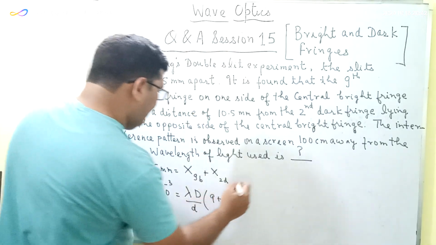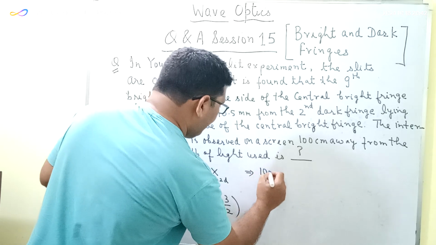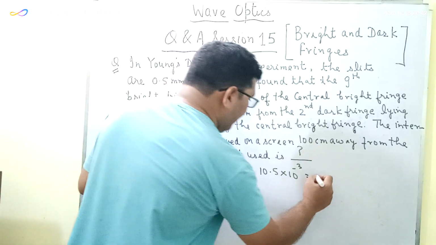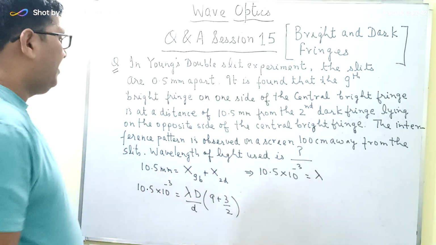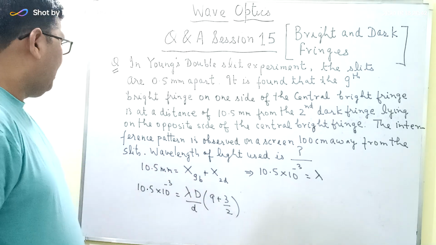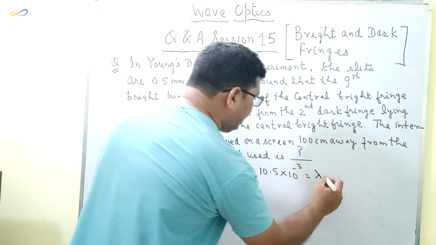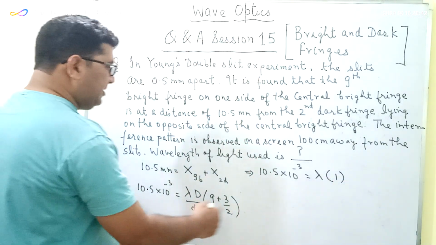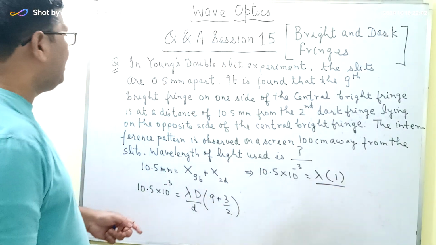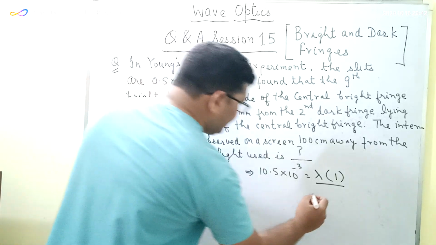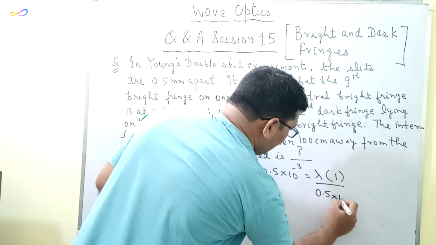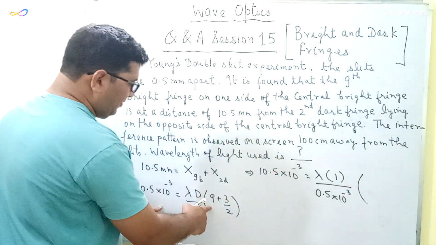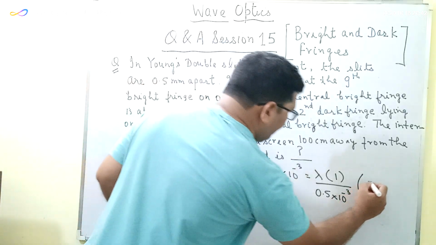So here 10.5 into 10 to the power minus 3 is equal to, now lambda is something which we have to find because this is the wavelength. D is 100 centimeter because D is the distance between the screen and the slits. If I convert this into meters, this will be equal to 1. And d is the separation between the slits, so this is equal to 0.5 mm, which can be written as 0.5 into 10 to the power minus 3, into, if I take the LCM, 18 plus 3, that is equal to 21 by 2.